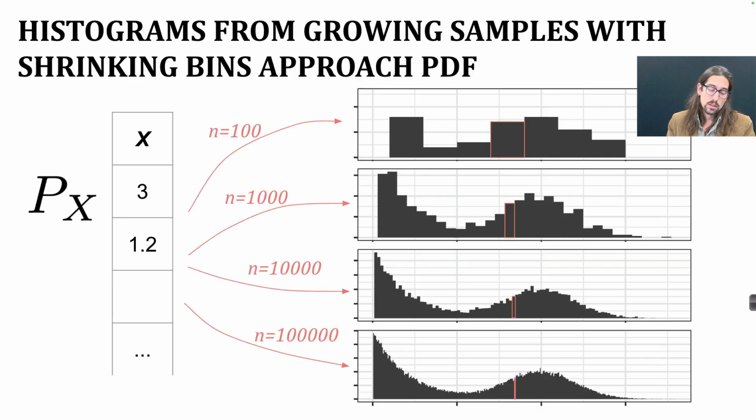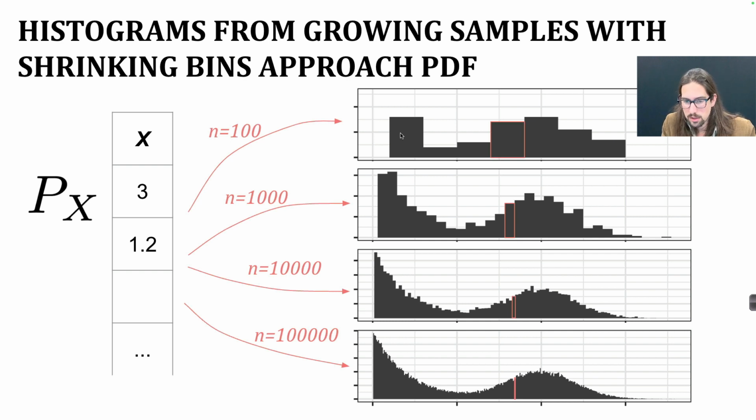So another way to think about it is that you can imagine your population data set, and again, your population is infinitely large, and you can think about what would happen if I took increasing samples and then made a histogram from those samples, where as I increase the size of the sample, I'm also shrinking the size of the buckets that I'm binning people in.